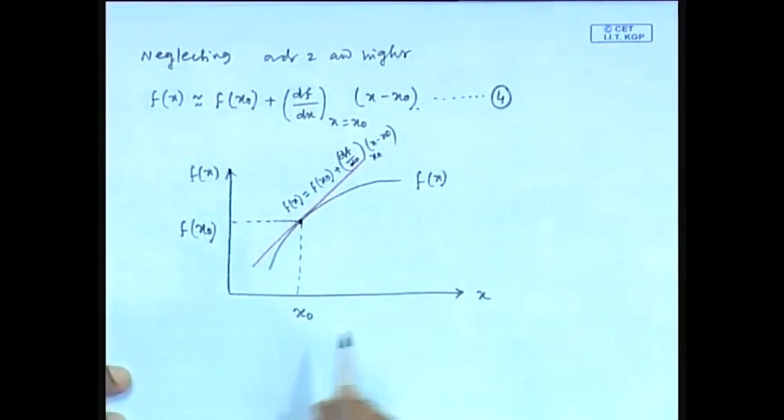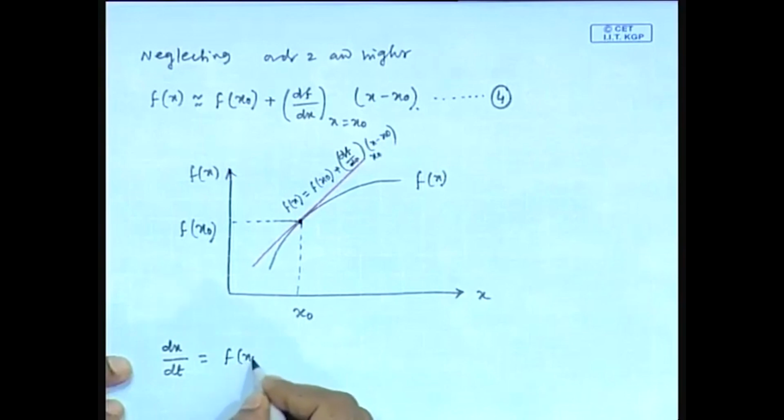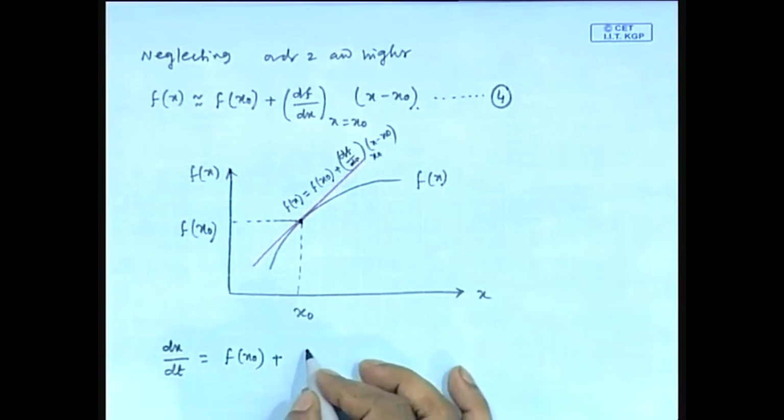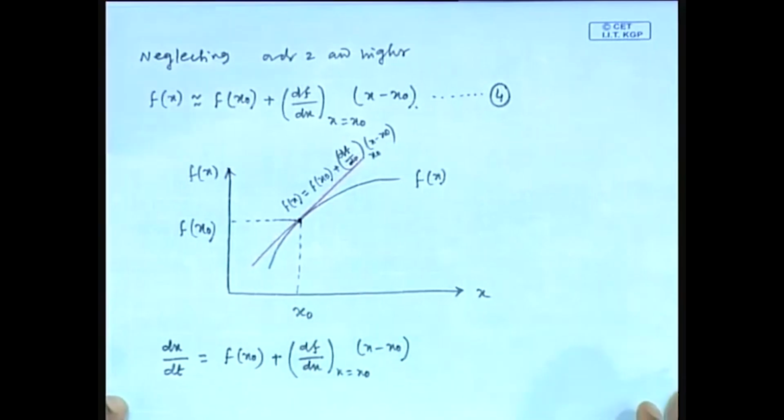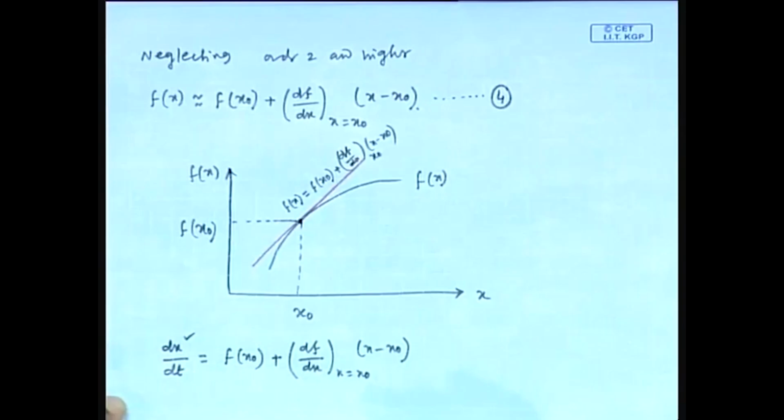Now, we can write equation 4 this way also: dx/dt equals f(x naught) plus df/dx at x equals x naught times (x minus x naught), because f(x) equals dx/dt, that is our equation number 2. We have just replaced f(x) with dx/dt in equation 4, and then we get equation 5. This is a linearization of f(x) according to the Taylor series expansion. Now, we will take one example to linearize the model.